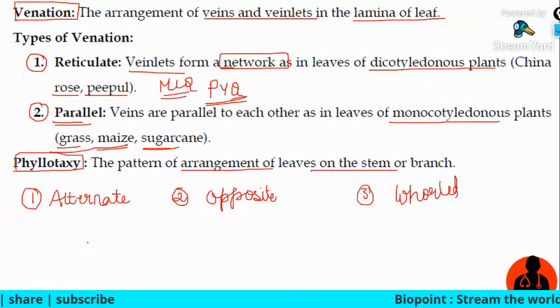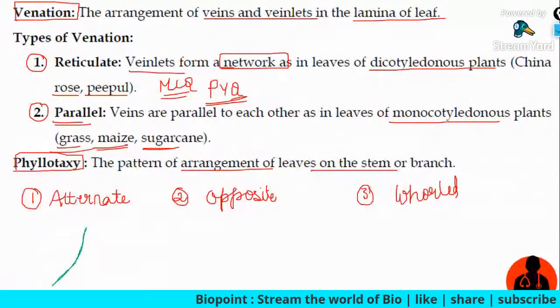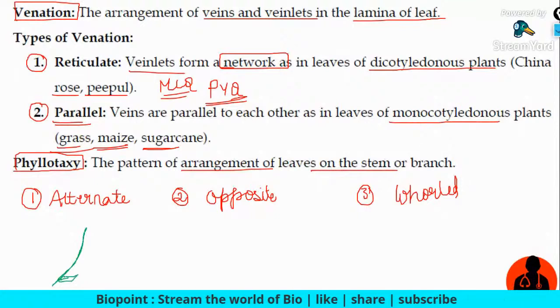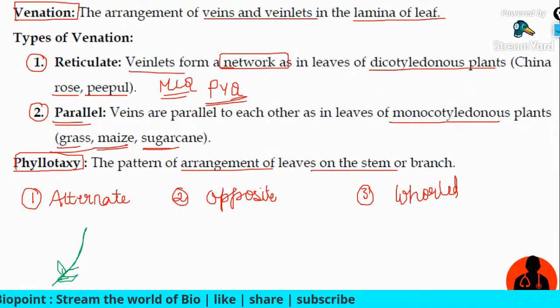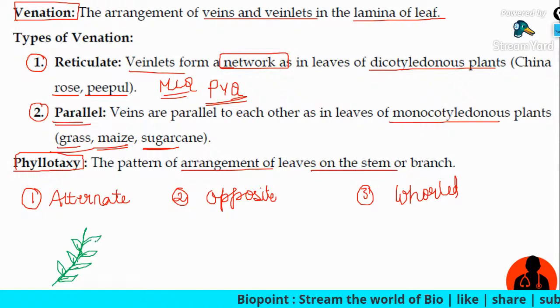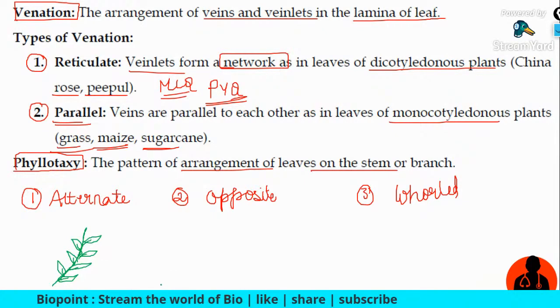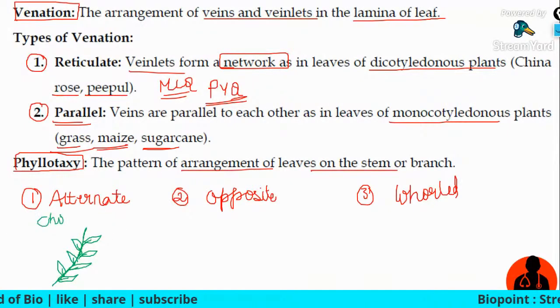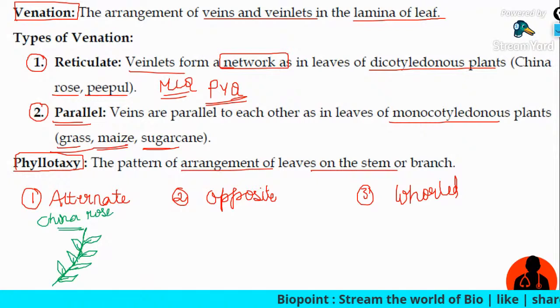In alternate phyllotaxy, the leaves are borne on alternate sides. If one leaf is over here, another leaf would be on the next node. There won't be any opposite leaves. They will form an alternate pathway. This is an example of alternate phyllotaxy. For example, China rose. Closely view the leaves of China rose. They show alternate phyllotaxy.